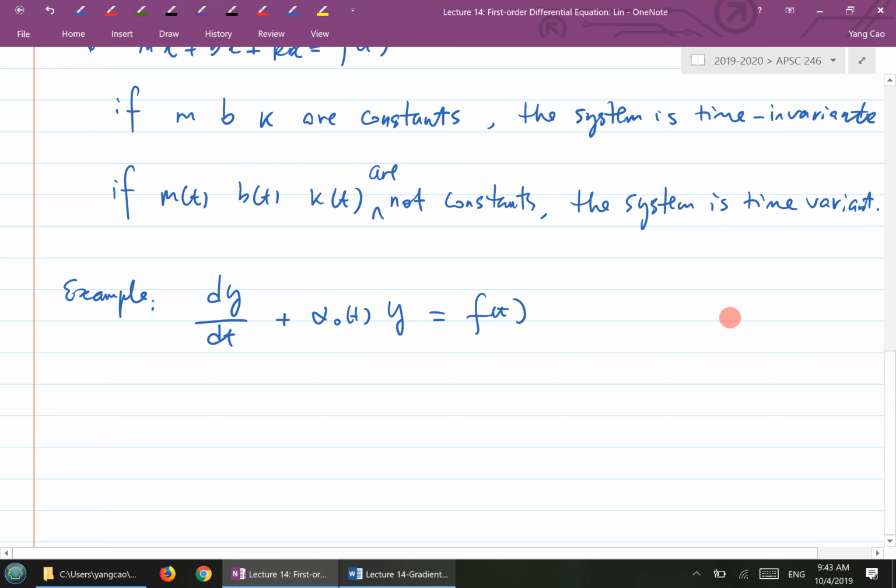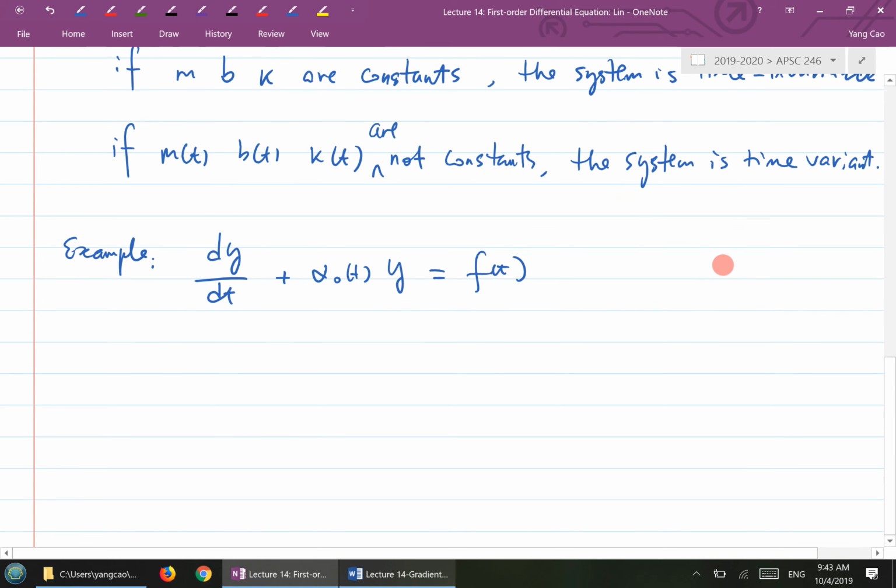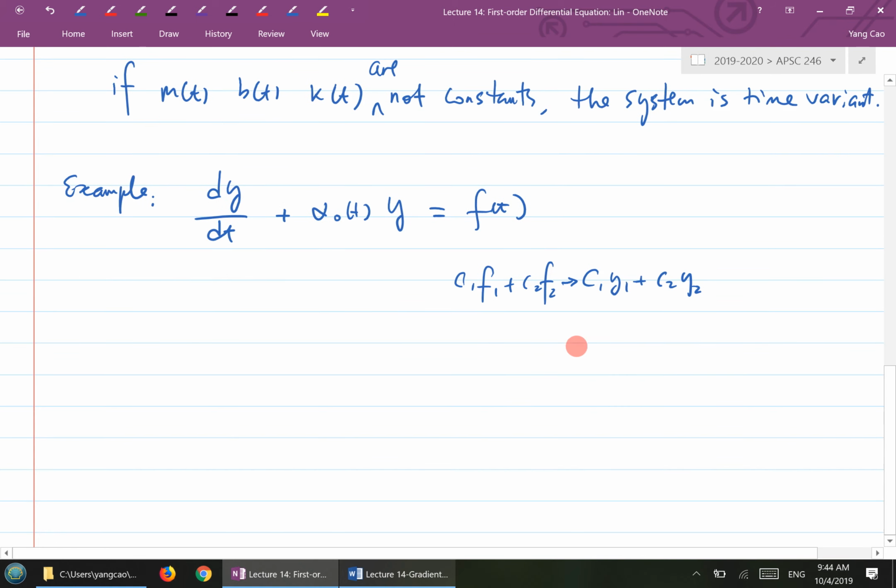To show why, we'll basically try to show the system satisfies the superposition property. Satisfying the superposition property essentially means if you have inputs C1 F1 plus C2 F2, it should produce C1 Y1 plus C2 Y2. So let's try this. Suppose F1 produces Y1 and F2 produces Y2. So what does that mean?